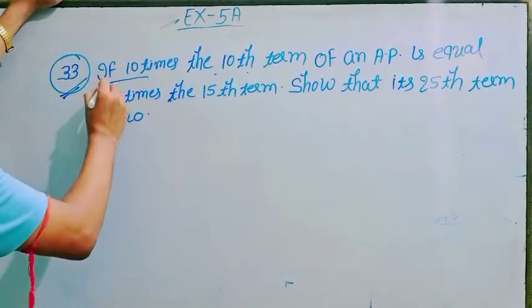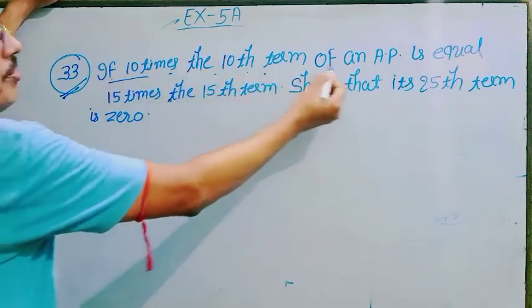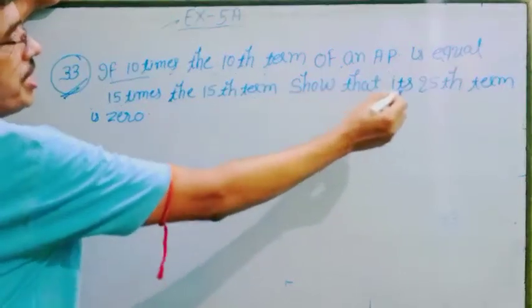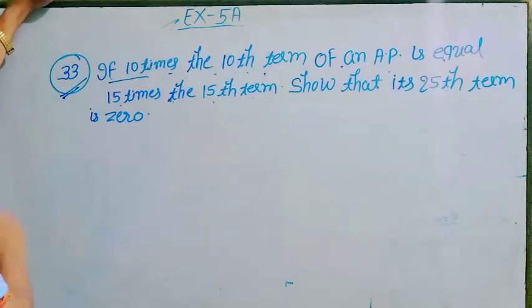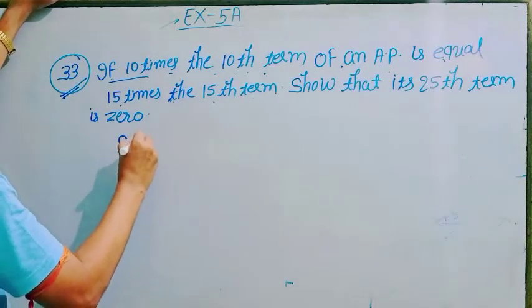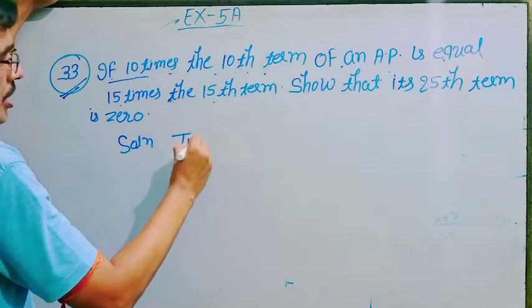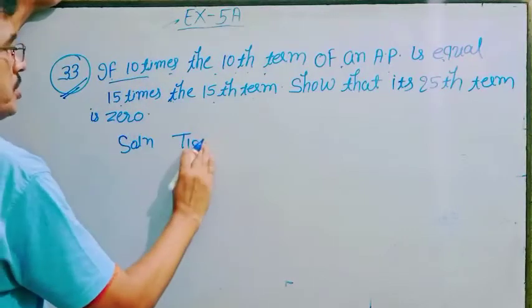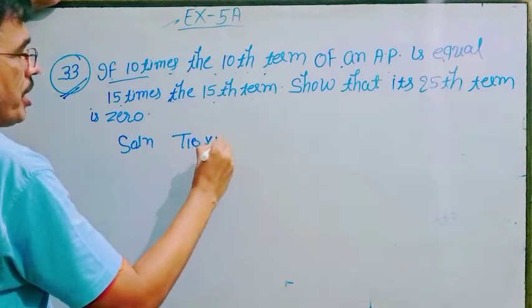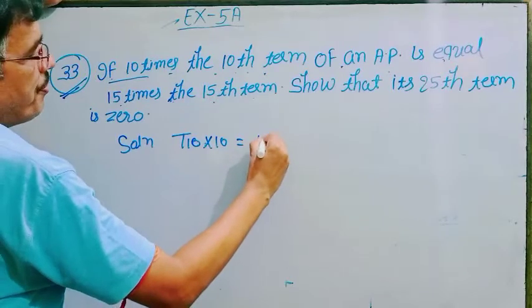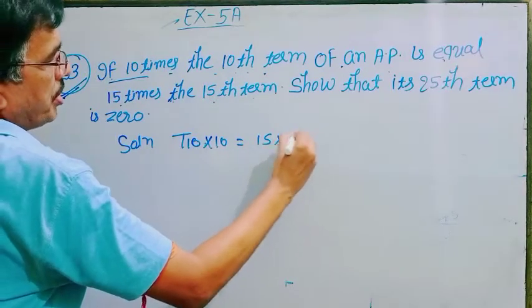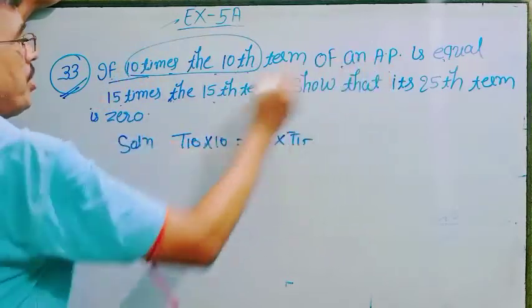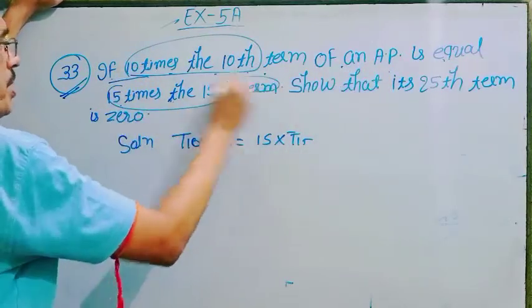Question 33. If 10 times the 10th term of an AP is equal to 15 times the 15th term, show that its 25th term is 0. Here the condition given is that 10 times T10 is equal to 15 into T15. Here it is given that 10 times the 10th term is equal to 15 times the 15th term.